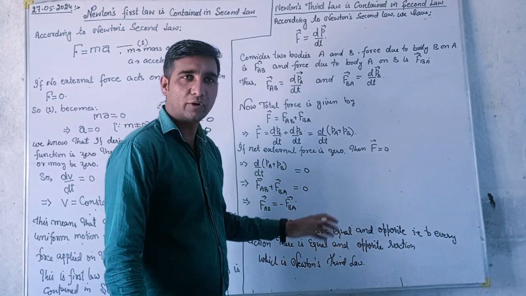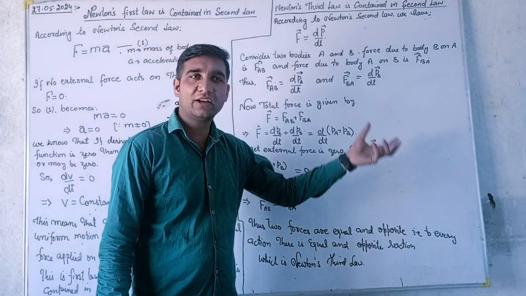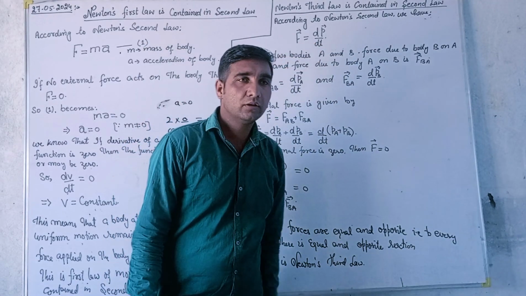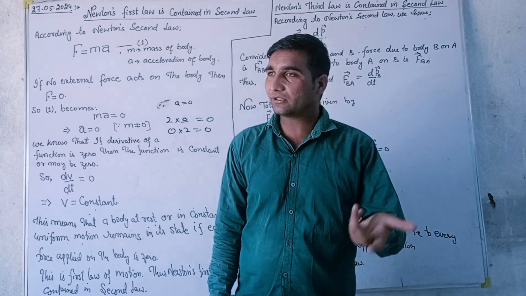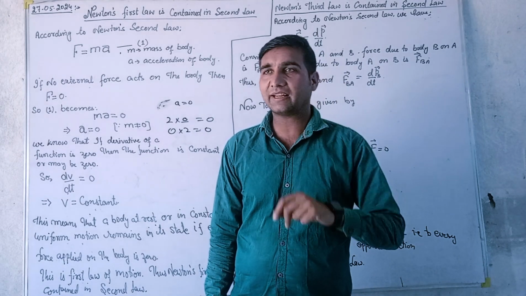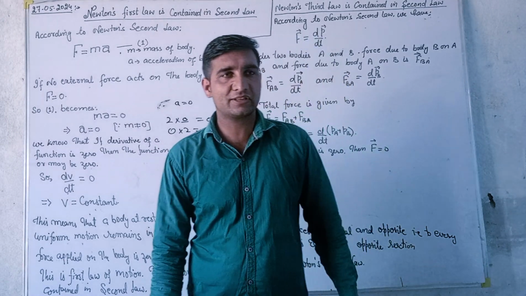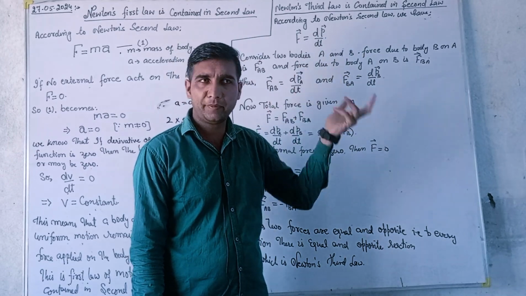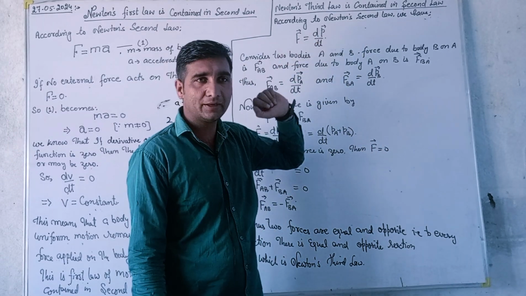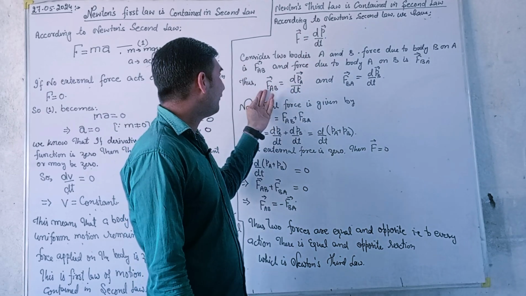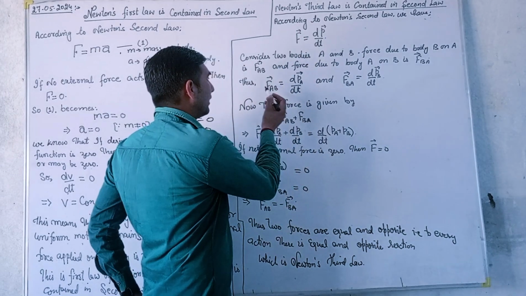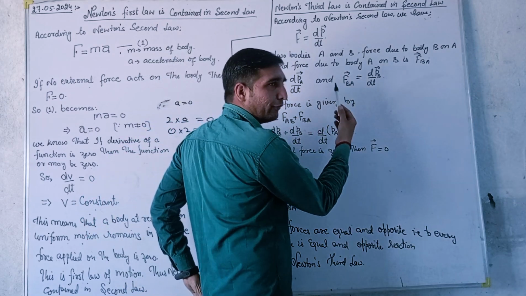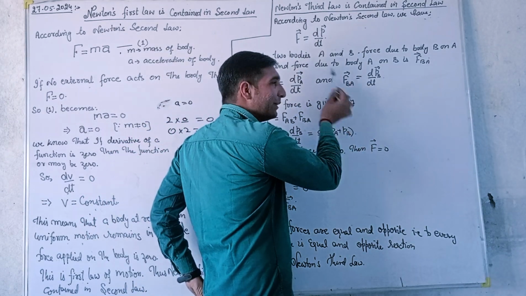How? To every action there is an equal and opposite reaction. How will I derive it from this? Look here, F is equal to dp by dt, because the rate of change of momentum is the force. It is Newton's second law, which I told you about in the previous lecture. FAB is the force applied by body B on body A, and FBA means the force applied by body A on body B.